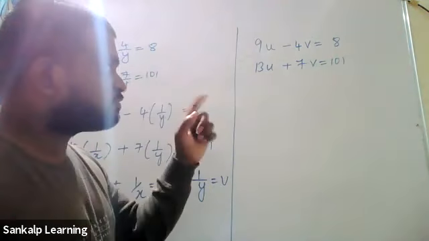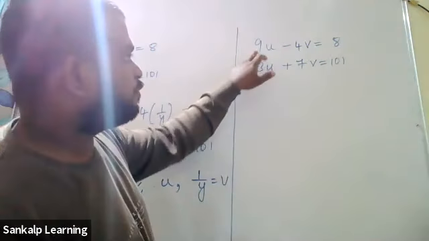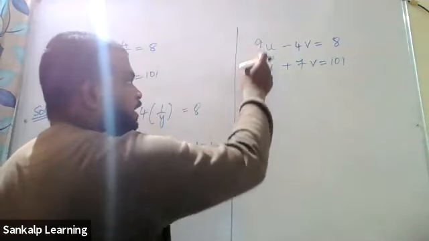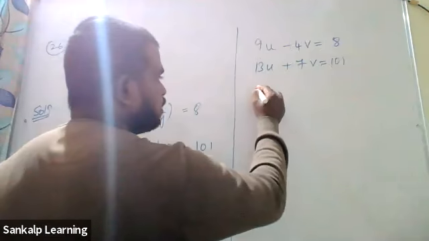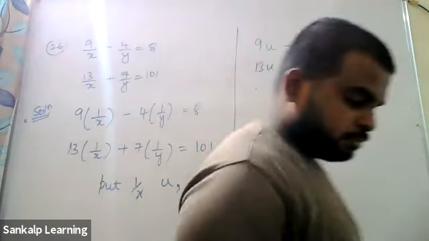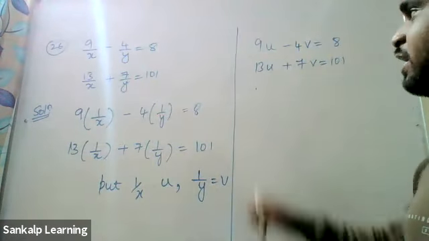Okay. So since it is the first problem, let me solve. How do you solve it by the elimination method? The coefficients are not the same, so we have to make them the same. What is the LCM of 13 and 9? What is the LCM of 13 and 9? See, 13 is a prime number.